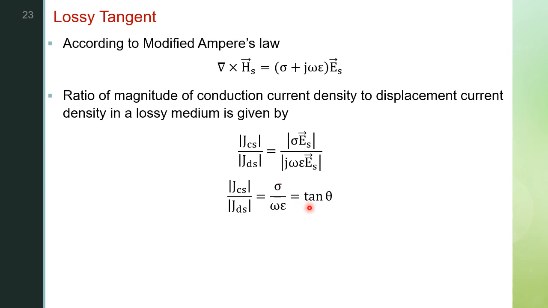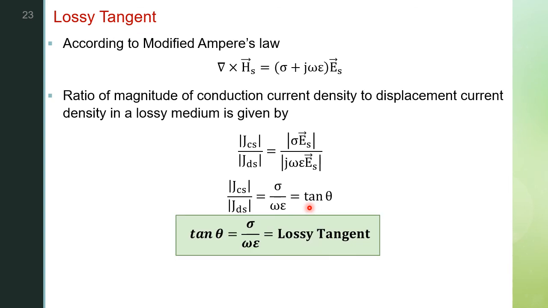And that is represented by tan theta, and this is called the loss tangent or lossy tangent. That is, tan theta equal to sigma by omega epsilon, and that is called the lossy tangent or loss tangent.